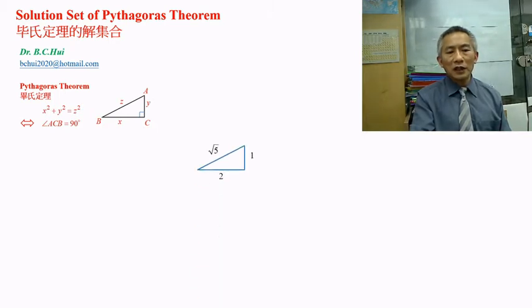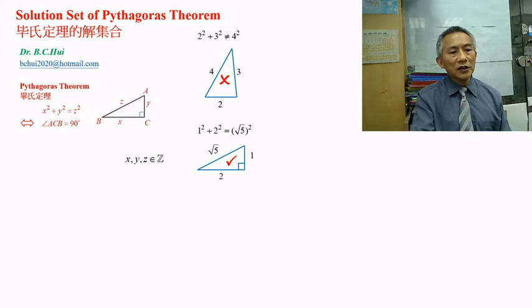For example, if the two shorter sides have length 1 and 2 respectively, and the longer side has length square root 5, we have 1 squared plus 2 squared equals root 5 squared. So the angle between the two shorter sides would be a right angle. If the three sides have length 2, 3, and 4, since 2 squared plus 3 squared does not equal 4 squared, we do not have a right angle within the triangle.